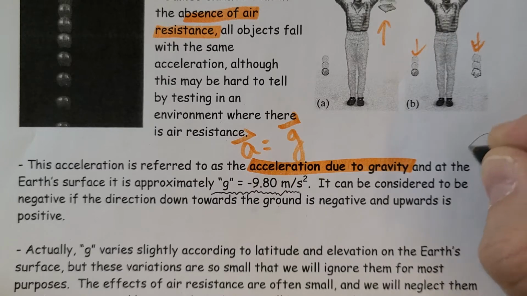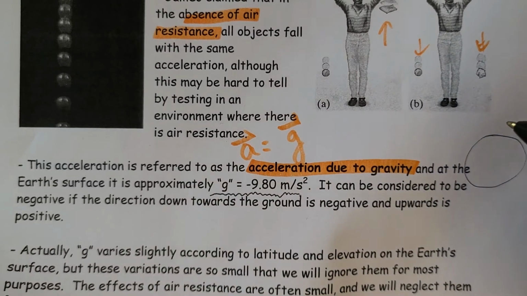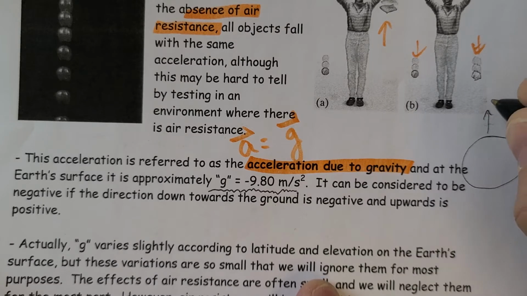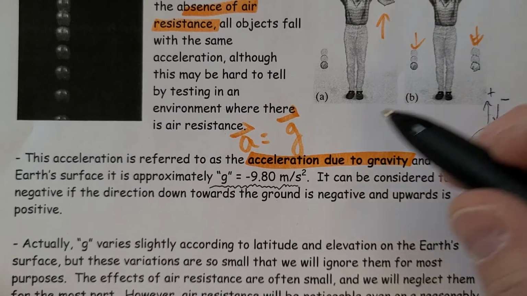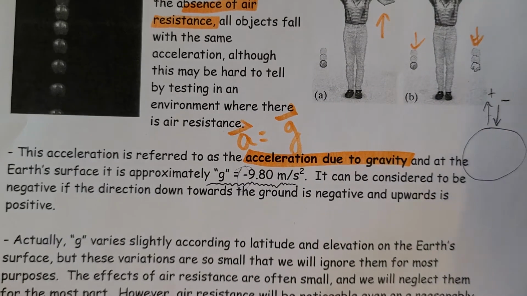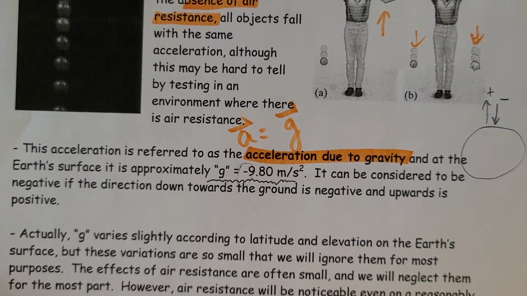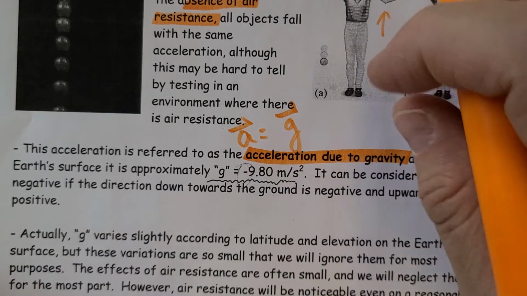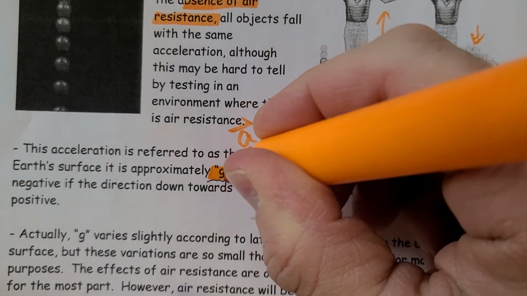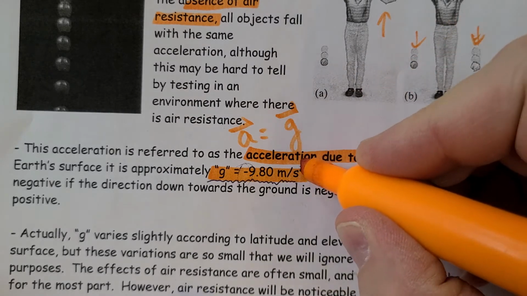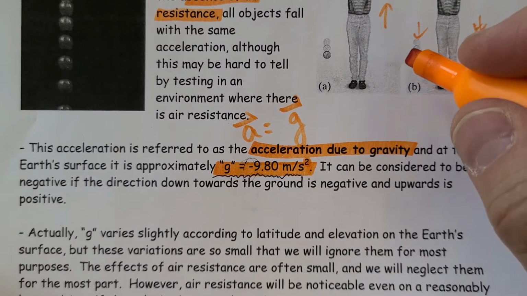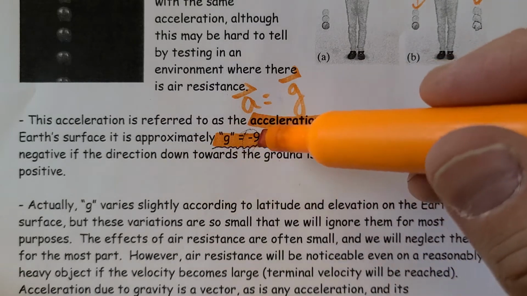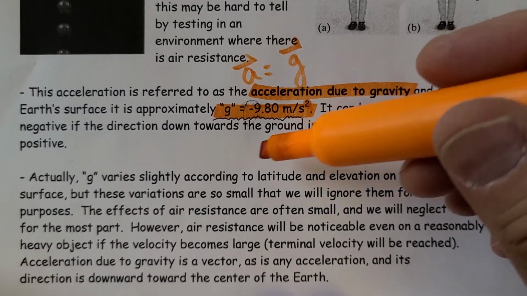Now, we could have done this in a variety of ways. If I imagine the Earth, if I imagine putting something upwards in the air, I assume that's going to be the positive direction, so anything falling down towards the Earth is the negative direction. I could have used vice versa, it doesn't matter. So that's why I have that negative there. So something falling downwards, I assume to be a negative direction. Okay, so that's just to point that out. Of course, I could have had it the other way. It doesn't really matter as long as you realize what you're dealing with. It can be considered to be negative if the direction down towards the Earth is negative and upwards is positive.